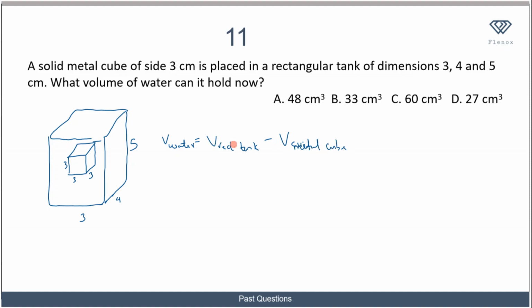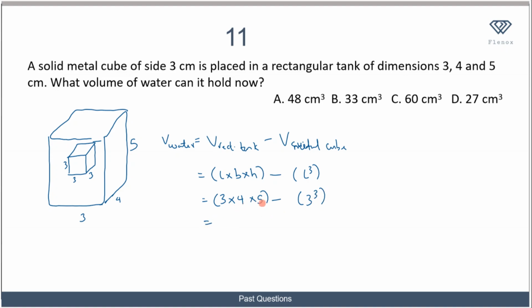Now the volume of the rectangular tank, that is pretty straightforward. The volume of a rectangular tank is length times breadth times height, and the volume of a metal cube is what? The length cubed. So what would that be? The length of the rectangular tank is 3, the breadth is 4 and the height is 5, then minus the size of the metal cube, which is 3, and that will be cubed.